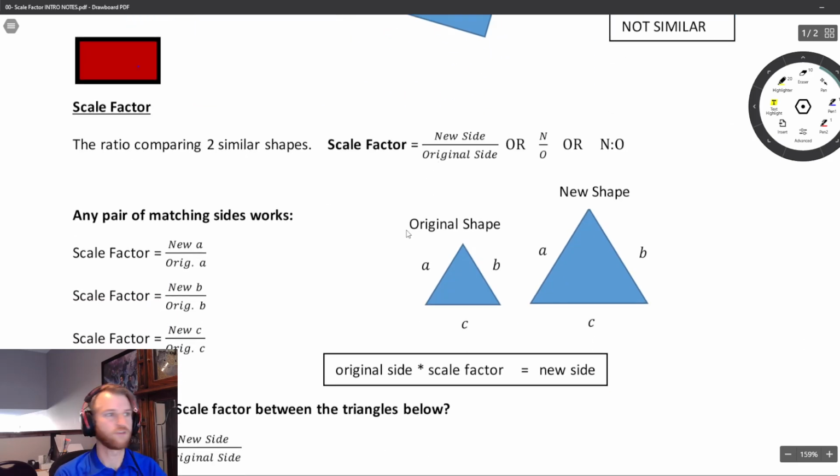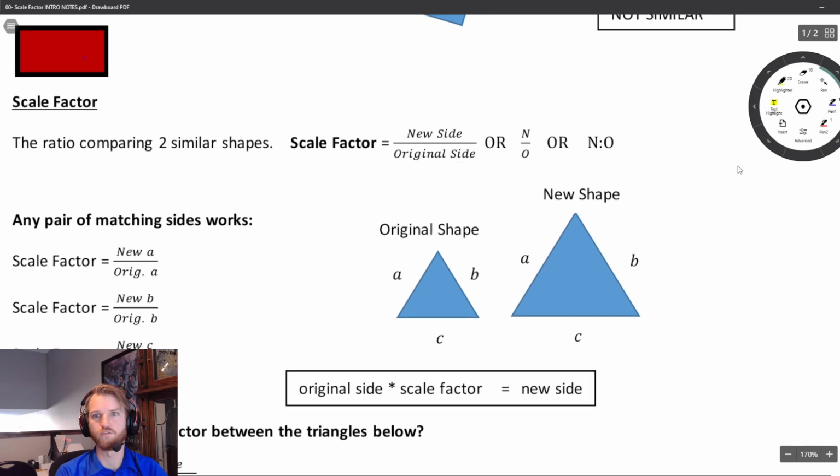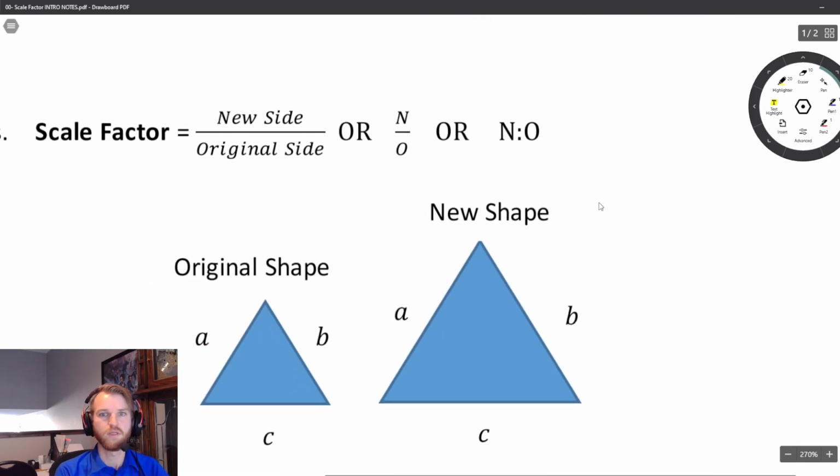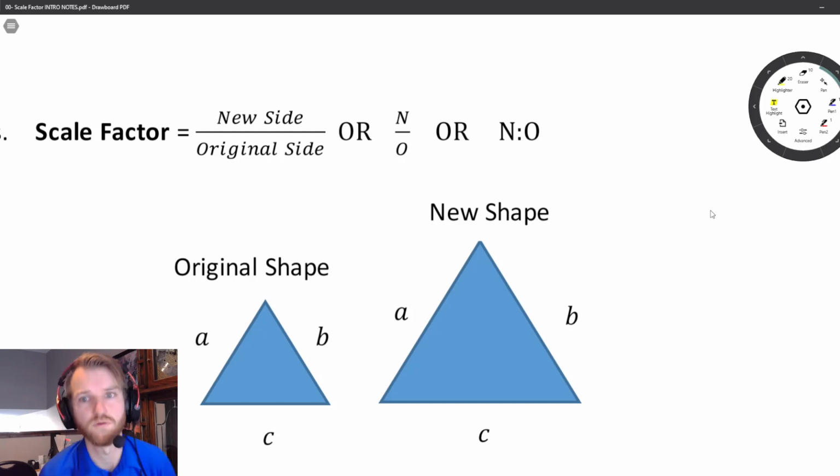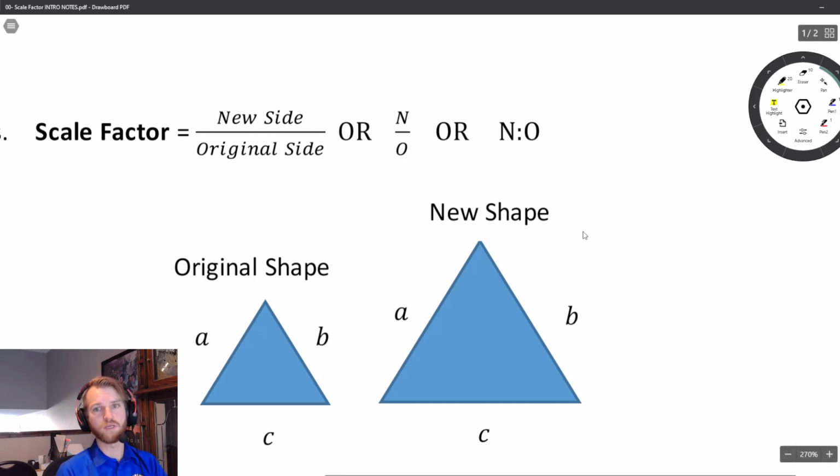There's kind of a lot of information here. I'm going to zoom in on here to just narrow our focus for a minute. So how do we then find out what the scale factor is? The scale factor is really easy to calculate. This is basically the only equation we use in this whole unit on scale factor.